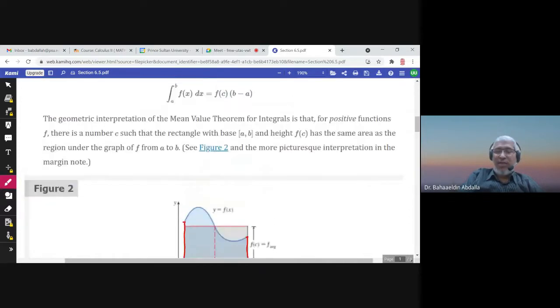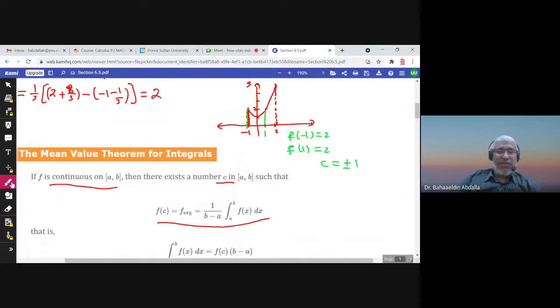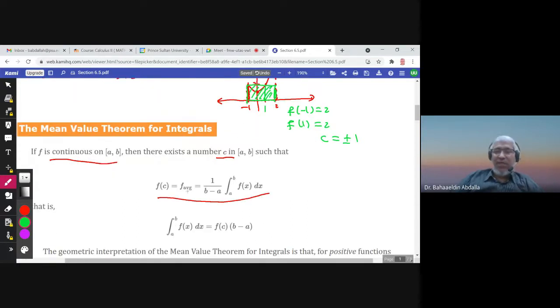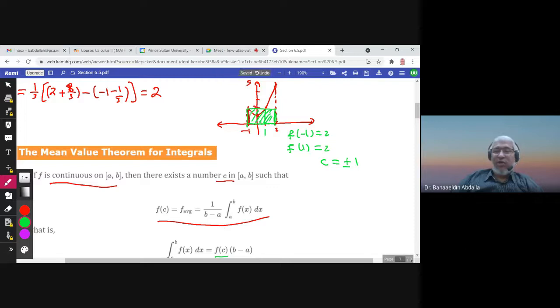It also means that if you find the area of this region, because 2 is the average value, it would be equal to the area below the function. So it would be equal to f of c, that's here, multiplied by b minus a. So this area, which is below the curve, is equal to f of c, which in our question is 2, times b minus a. So the area of this green rectangle would be equal to the area below the curve.